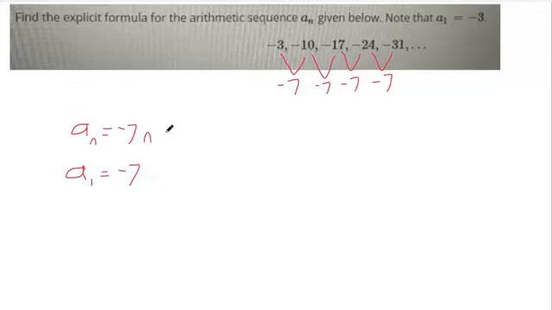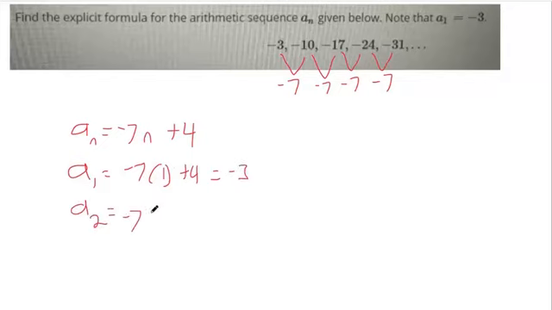So we've got to back up. We've got this part correct. We have to add 4 here in order to make the sequence work. And now if you plug in 1, -7 times 1 is -7. -7 plus 4 is -3. And if you plug in 2, -7 times 2 is -14. -14 plus 4 is -10. It's working. The sequence is modeling what's happening up here.